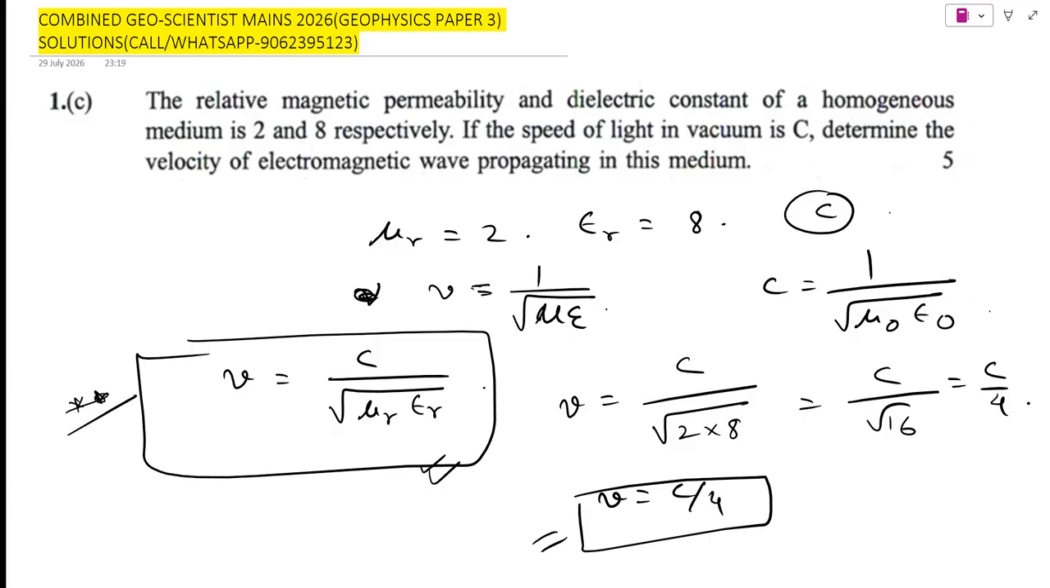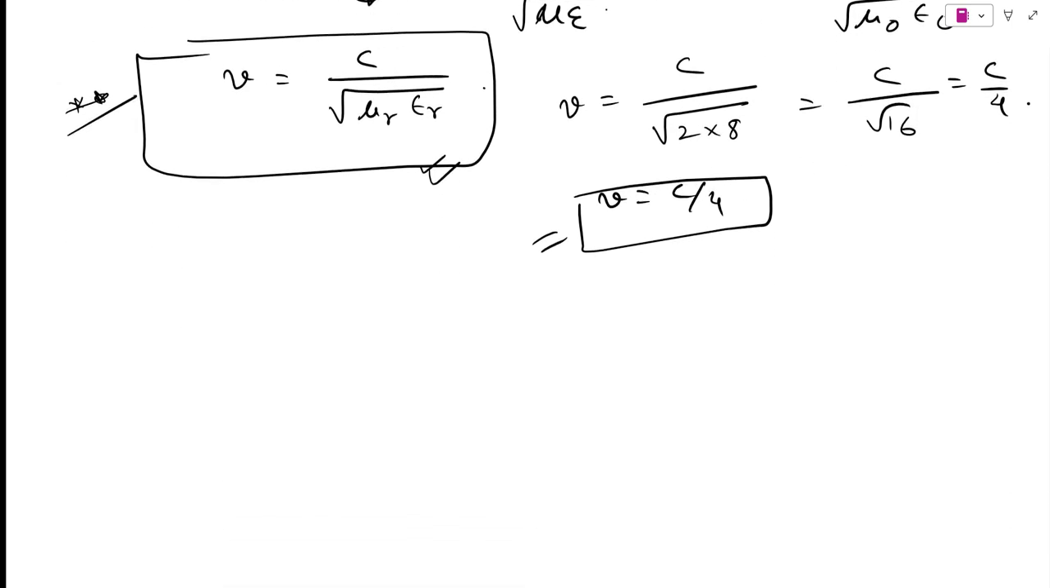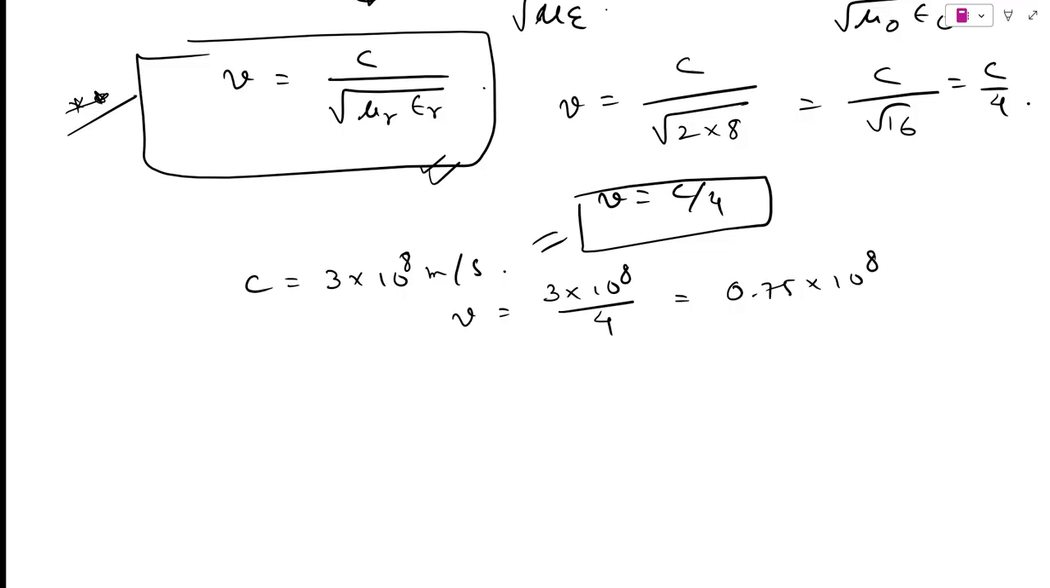Now, suppose c equals 3 into 10 to the power 8 meter per second. Then V will be 3 into 10 to the power 8 by 4, so this is 0.75 into 10 to the power 8, which is 7.5 into 10 to the power 7 meter per second. Although the question does not ask for the numerical value, this helps us understand the magnitude.